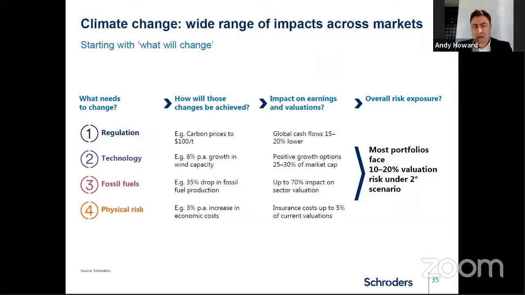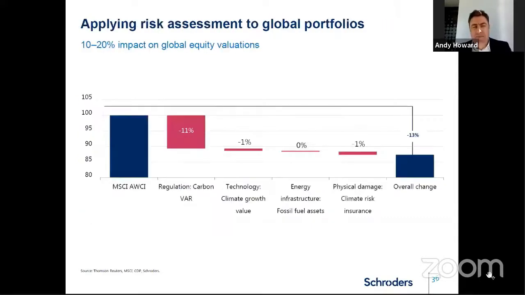And if I flip to the next slide and put that together, for individual portfolios, what that means is we can look at the cumulative effect of all of those different changes on the value of a portfolio or on the value of an individual company, or in this case of a global equity index. And you can see that in aggregate for this particular index, there's about a 13% value at risk. The majority of that comes from higher carbon prices.